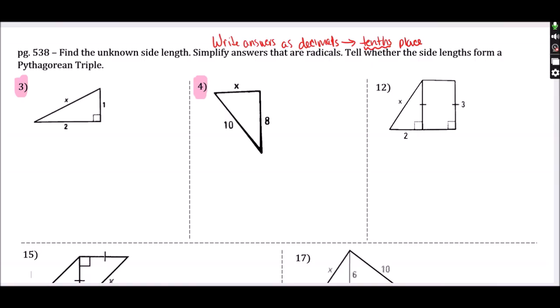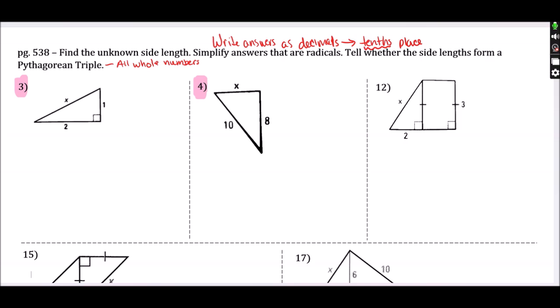So 1 decimal place, the tenths place. Okay, and then it says, tell whether the side lengths form a Pythagorean triple. Remember, Pythagorean triple is all whole numbers. All sides have whole numbers. That's what we're asking. Okay, so I'm going to remind you just a little bit on 3, then you're going to do 3 and 4, and then we'll talk through 12 just a smidge.